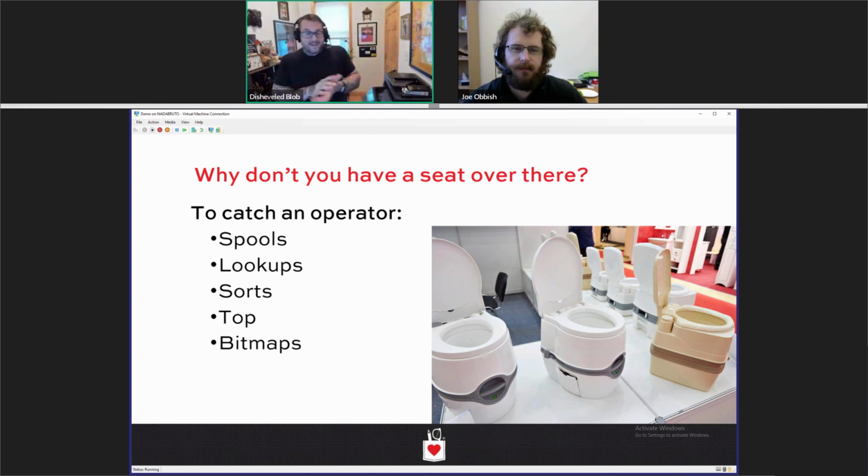Some of the ones we're going to look at today are spools, lookups, sorts, a top operator, and bitmaps. So all interesting, fun things that you don't hear about in every single presentation when you get into performance tuning talks. A lot of them will just focus on some silly thing that you did, some best practice that you violated. This is when the optimizer goes and screws the pooch on its own.